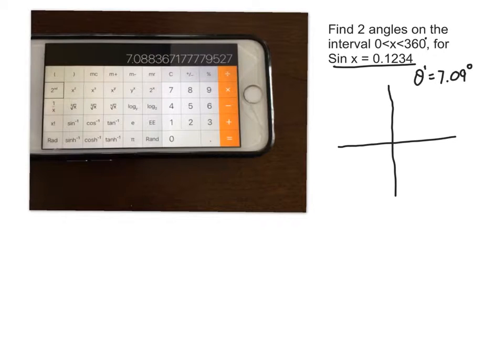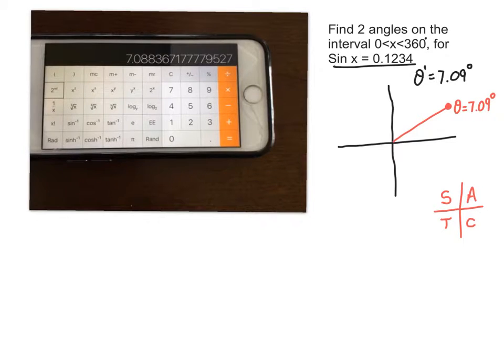So that means in quadrant 1, we have an angle out here where one of the answers will indeed be 7.09 degrees. Now, this is something we need to remember. In quadrant 1, everything is positive. In quadrant 2, sine is only positive. Quadrant 3, tangent is positive. And quadrant 4, cosine is positive. So this is sine x equals positive 0.1234.